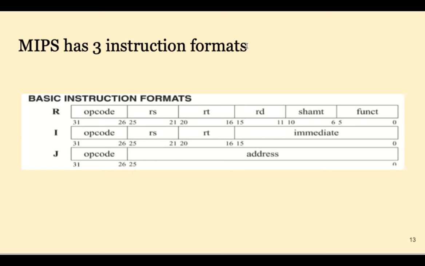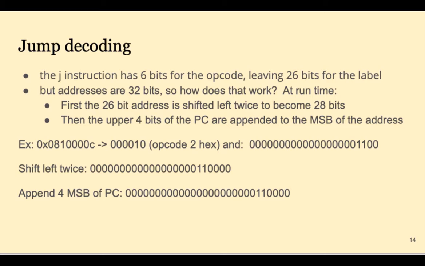MIPS only has these 3 instruction formats, R, I, and J. We've seen R and I quite a bit. Next we'll look at J. The J instruction format, like all 3 formats, has 6 bits for the opcode. And that leaves 26 bits for the label. But addresses are 32 bits, so how does that work? At runtime, the 26-bit address is shifted left twice to become 28 bits. That puts 2 zeros on the end of the address. Then the upper 4 bits of the PC are appended to the most significant bits of the address.